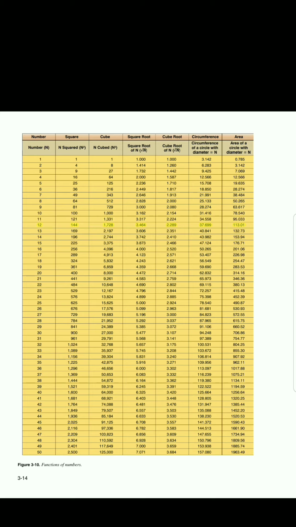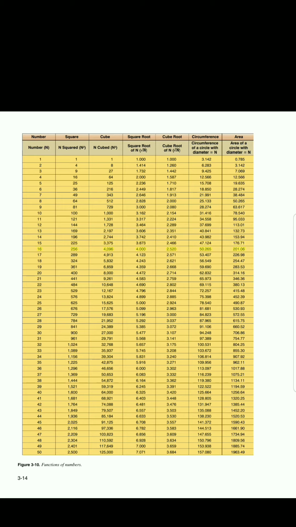12, 144, 1728, 3.464, 2.289, 37, 699, 113.01. 13, 169, 2197, 3.606, 2.351, 40, 841, 132.73. 14, 196, 2744, 3.742, 2.410, 43, 982, 153.94. 15, 225, 3375, 3.873, 2.466, 47, 124, 176.71.